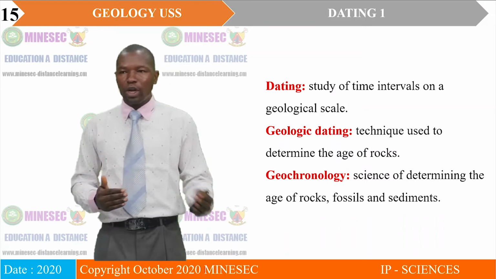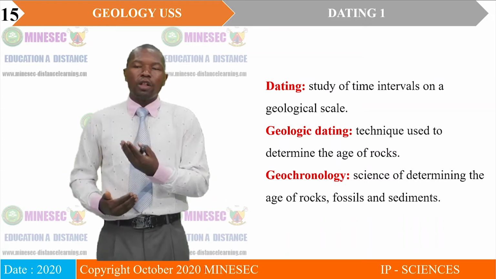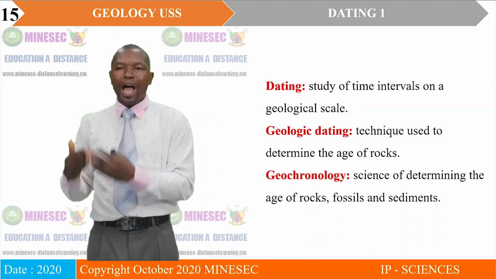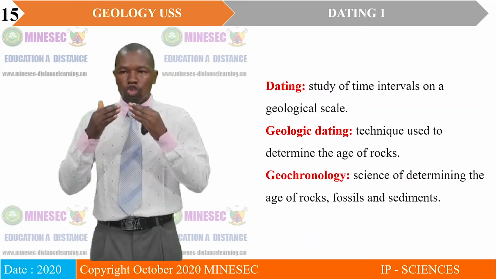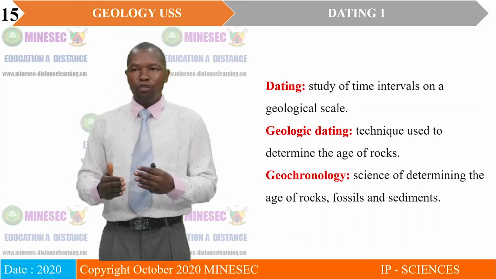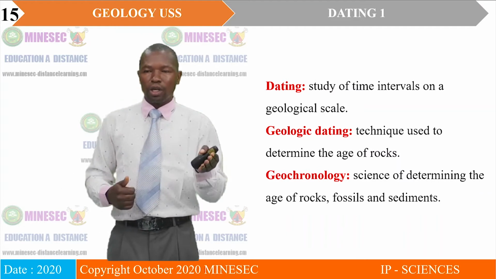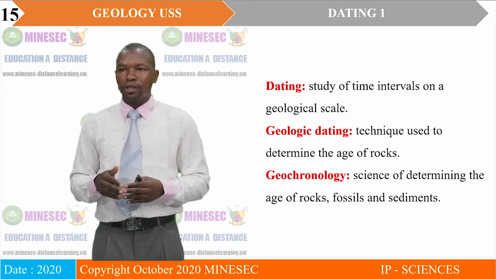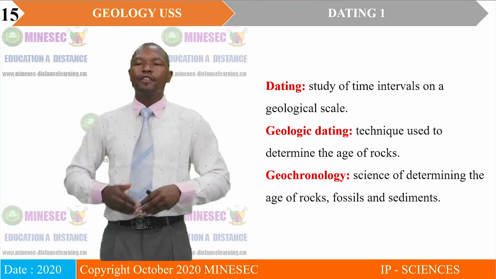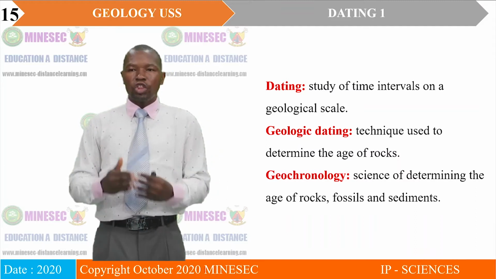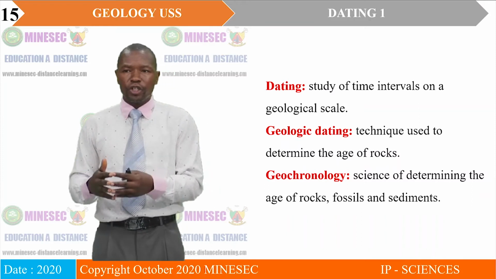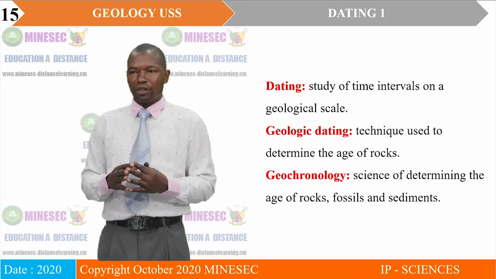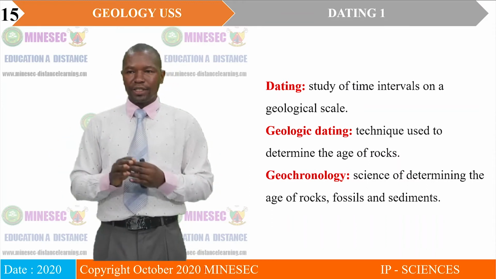When we add events, when we add other elements that are geologically related, we now refer to that dating as geochronology. So geochronology in general, if you look at it, geo is earth, and then chronology, time. Therefore, geochronology is the science of determining the age of rocks, fossils, and sediments. Remember that this now includes geologic materials with fluids excluded.